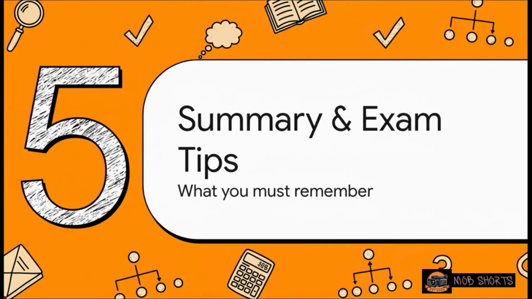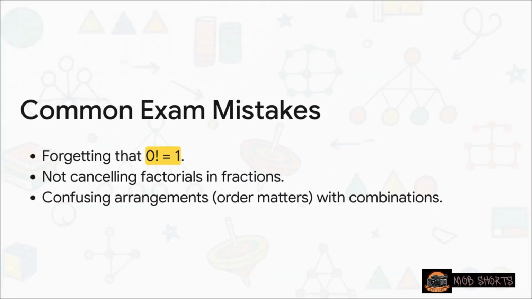All right, great work. Before we finish up, let's quickly go over the most important exam tips, just to make sure you're ready to get all those marks. Please, guys, try to avoid these common mistakes. Don't forget that 0 factorial is 1. Always, always look to cancel and simplify factorial fractions before you even think about calculating anything. And remember, factorials are for arrangements where the order matters.